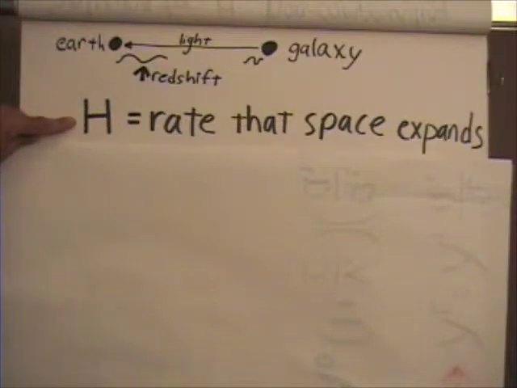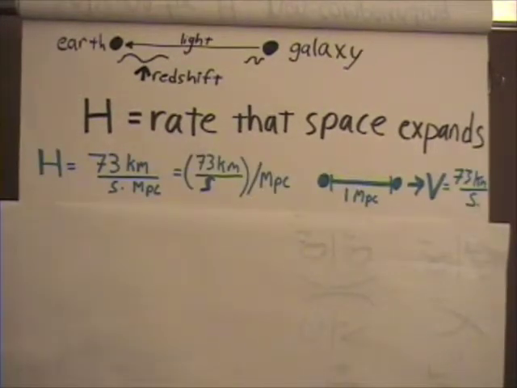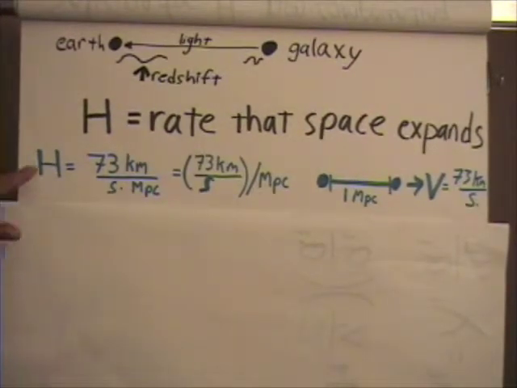I also should note now that the Hubble constant actually can change over time, so it's sometimes more correctly referred to as the Hubble parameter. So here's an example to help you understand what it means.